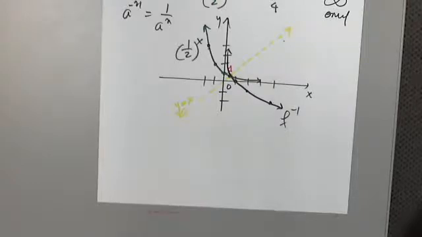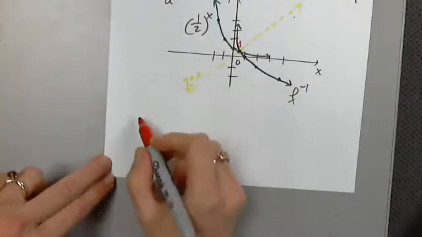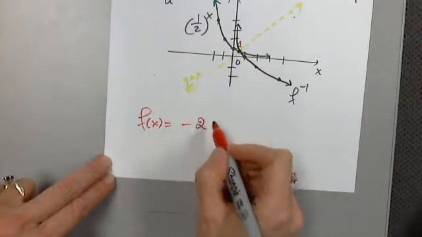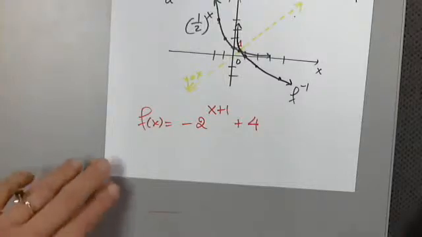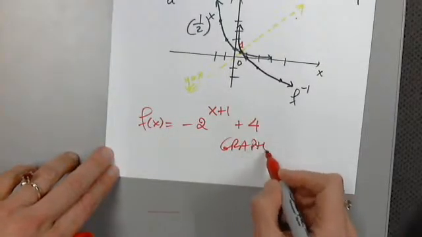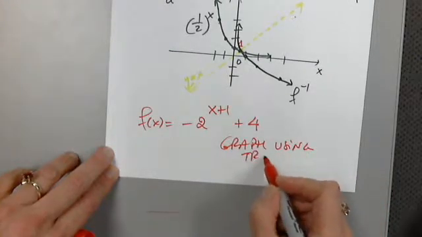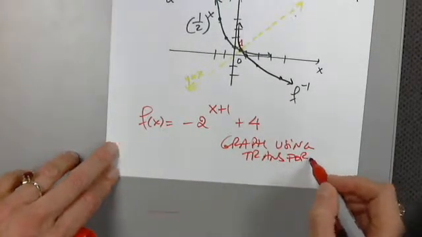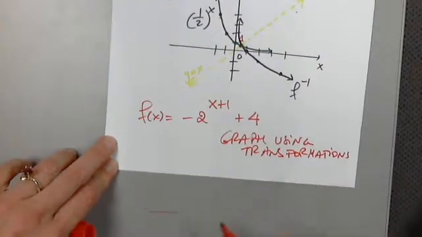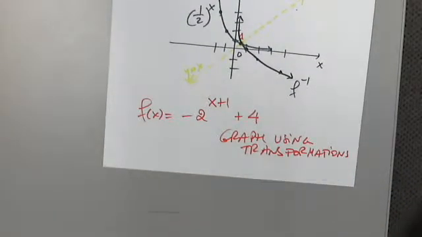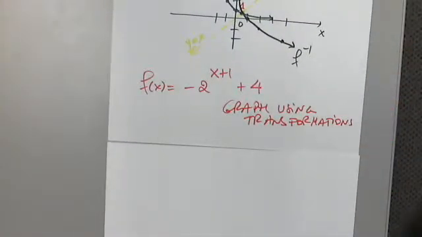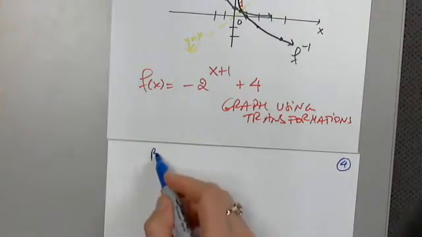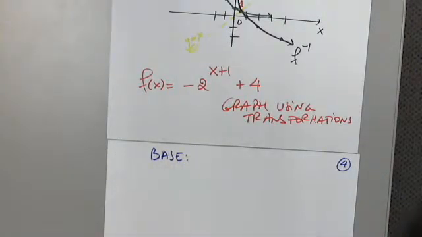Okay, let's look at a function with transformations now. An exponential, f of x equals negative 2 raised to x plus 1, plus 4. We're asked to graph using transformations. Like before, when we graph using transformations, we have to start with the base function and then build our function using order of operations.